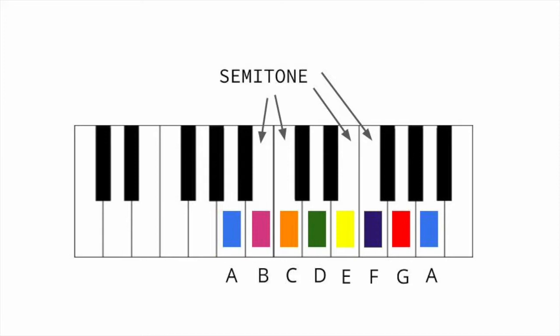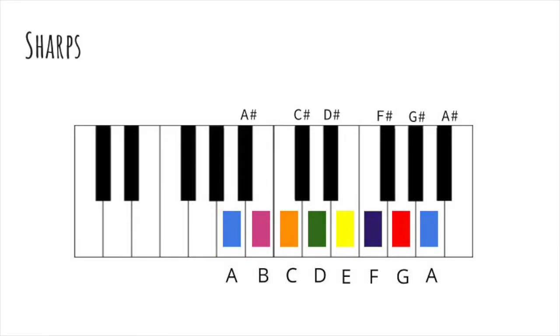So now if we come to think about sharps, we can assign a name to all of those black notes. So you can see on the screen we've got A to A sharp. The one that sits between the blue and the pink, that's an A sharp. And then above C, we have C sharp. Above D, D sharp. Above F, F sharp. Above G, G sharp. And above A, A sharp.